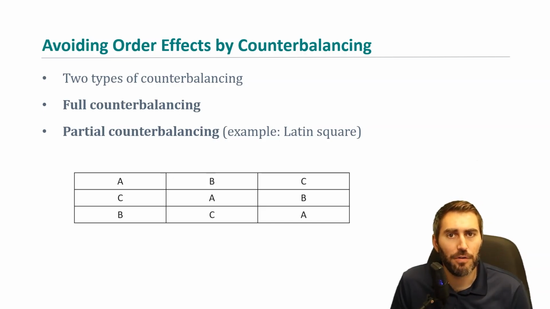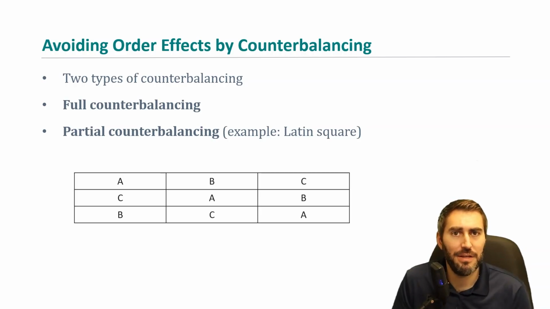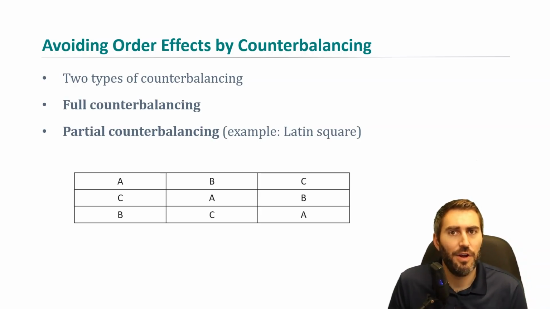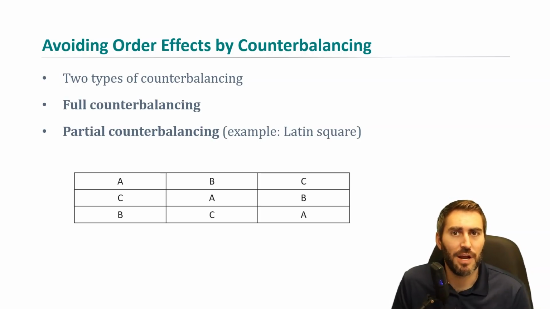Full counterbalancing. This is used when you have a small number of conditions. You present every single possible order to different groups of participants. So with two conditions, there are only two orders: A, then B, and B, then A. Partial counterbalancing. What if you have several conditions? The number of combinations explodes, so we only use a select subset of the possible orders. A popular way to do this is with a Latin square design, which you can see represented on the slide.